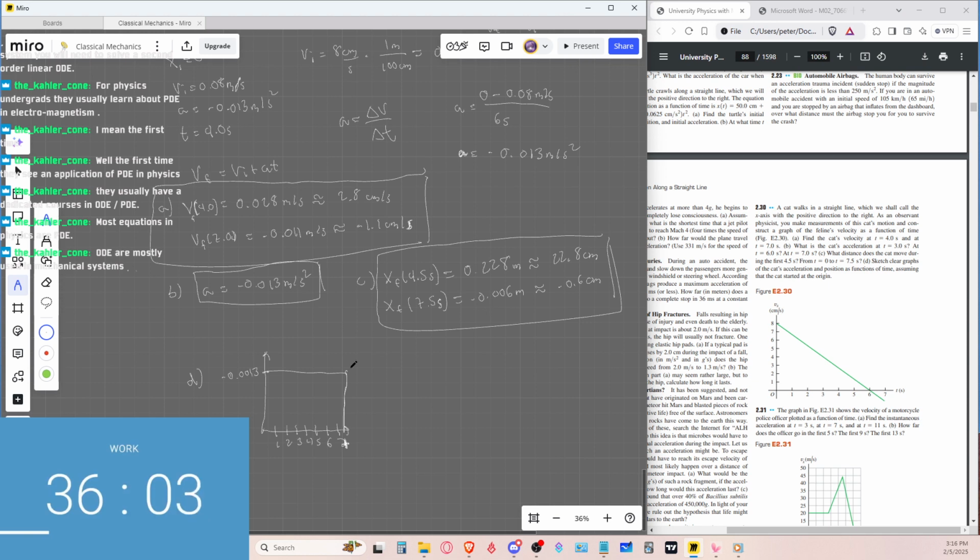ODEs are mostly used in mechanical systems. Oh, okay. So I'm guessing PDEs are mostly used for fields, or anything involving, I don't want to say fluids, but anything like air or electrical fields, magnetic fields, vector fields, I should probably say. I don't know if that's the right term to use. I was about to say metric and vector spaces, but I'm probably jumping the gun there.